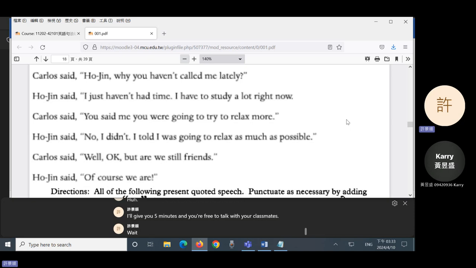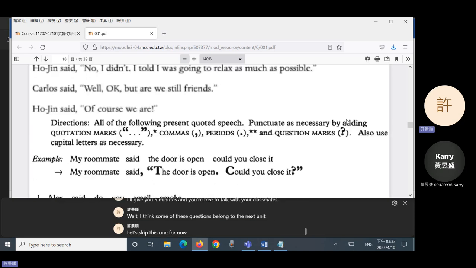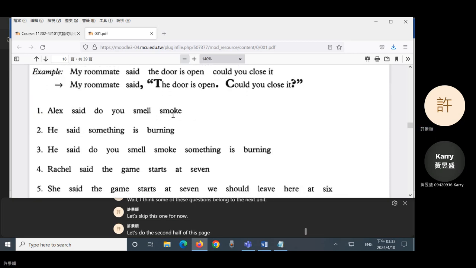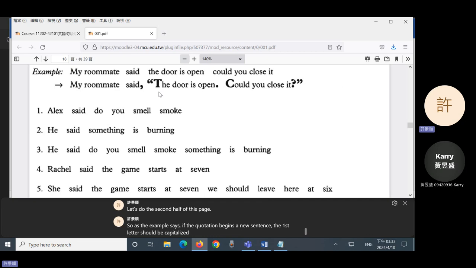Wait, I think some of these questions belong to the next unit. Let's skip this one for now. Let's do the second half of this page. So as the example says, if the quotation begins a new sentence, the first letter should be capitalized. It should be capitalized, because this is a complete sentence.